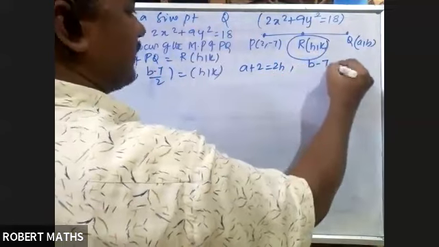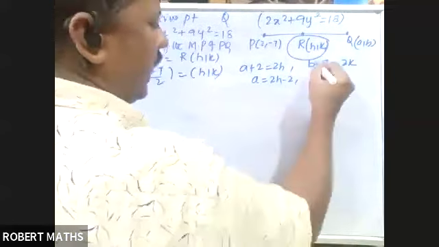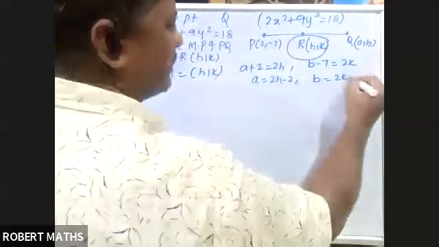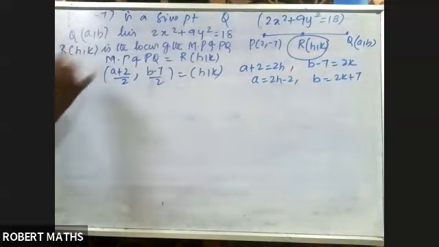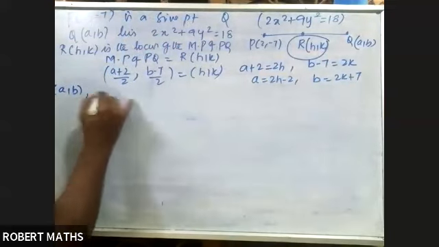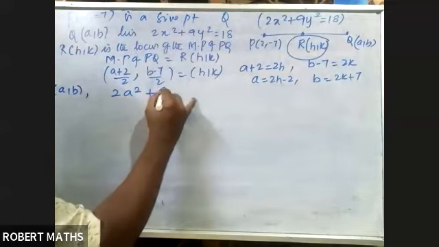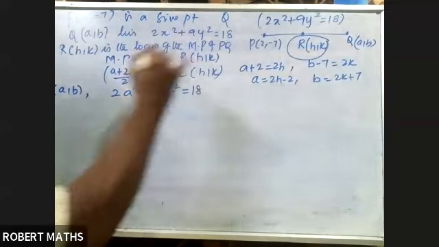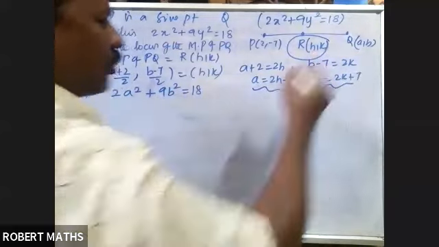B minus 7 is equal to 2k, or A is equal to 2h minus 2, and B is equal to 2k plus 7. We already know that this point Q (A, B) lies on this curve. We can write in place of x, 2a square plus 9b square equals 18. Correct? Now the A value I know, and the B value I also know.